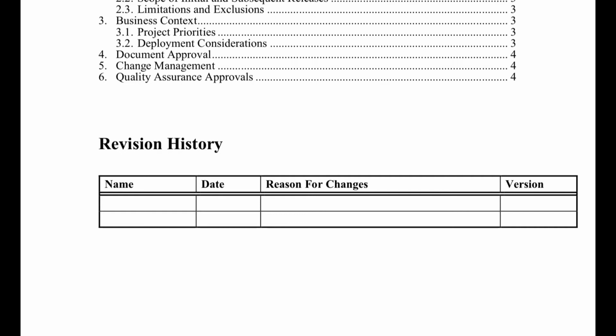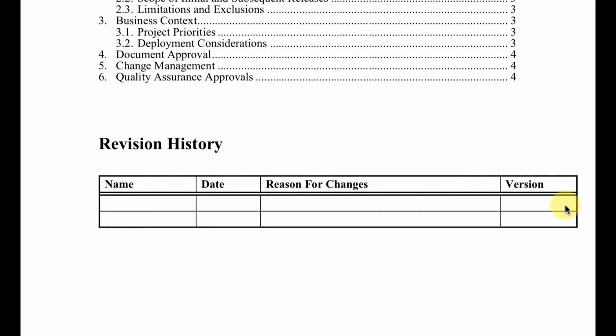So with the revision history, you see that we have the name, the date, the reason for changes, and the version that those changes took place in. Let me tell you a little bit about why I feel like this is so important or even critical.